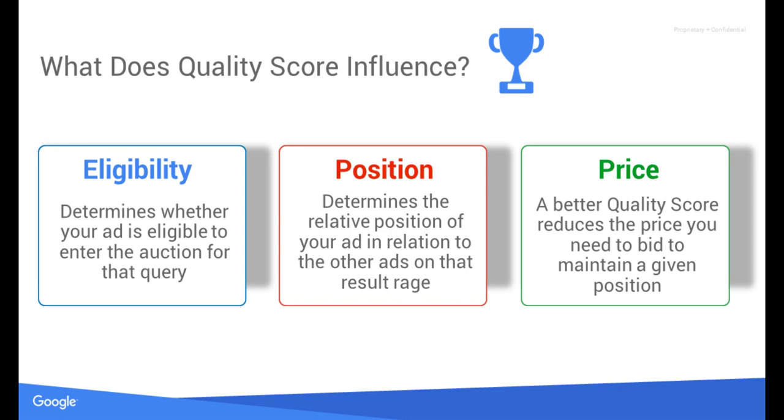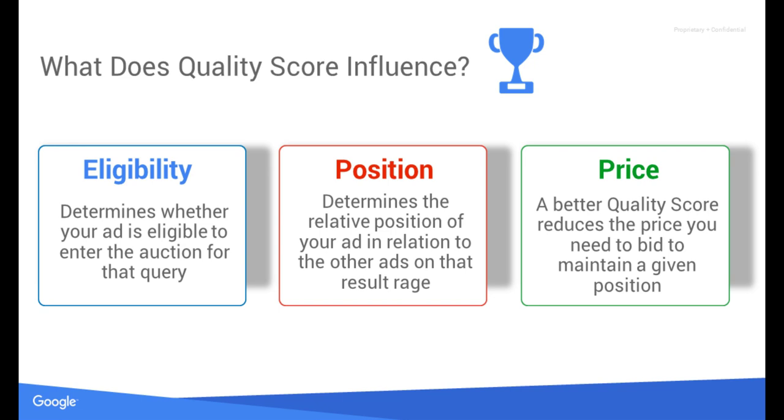So what does quality score influence? Because that's the one that's sort of the mysterious bucket in the algorithm. Your quality score influences eligibility, so whether or not your ad is even eligible to enter the auction for that query. It determines your position, which I covered a lot on the last slide, but your relative position compared to other people bidding on the same keyword terms, and then also the price. So a better quality score will reduce the bid you need.